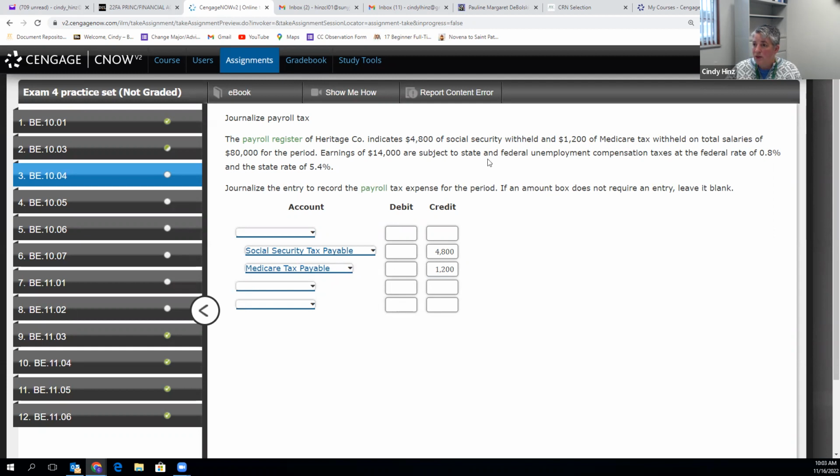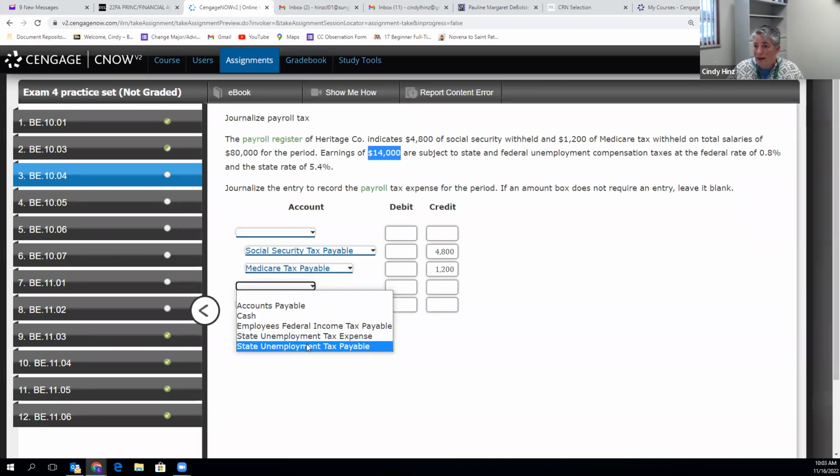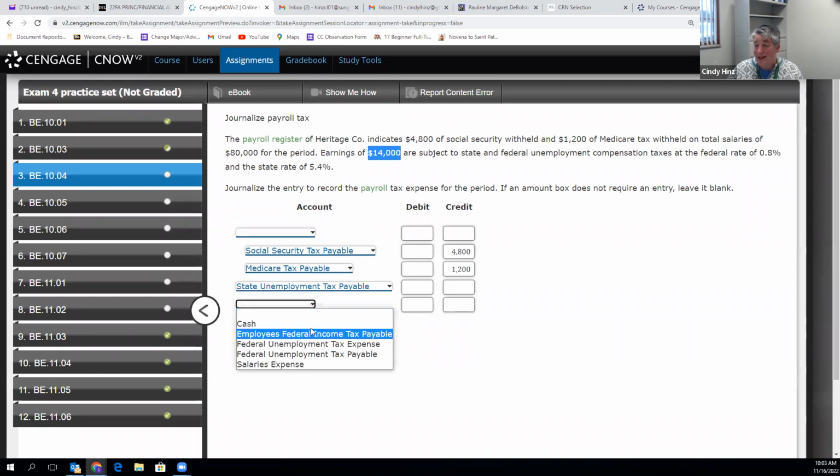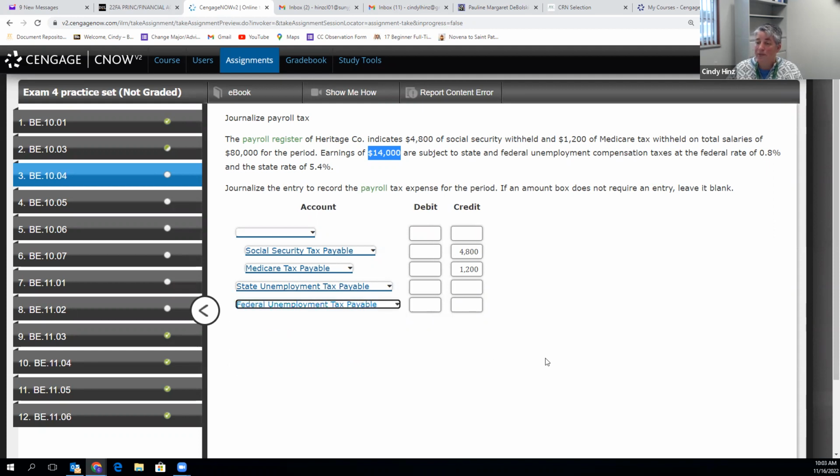Earnings of $14,000 are subject to state and federal unemployment compensation taxes at a rate of 0.8% for the federal and 5.4% for the state. So not all of the earnings, not all of the 80,000 is subject to unemployment. Only 14,000 is subject to unemployment. And you'll notice that we didn't do anything on the employee side on the first entry we did. We didn't do anything related to unemployment. Unemployment is paid completely by the employer, there's no contribution part by the employee.